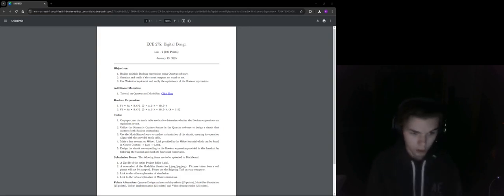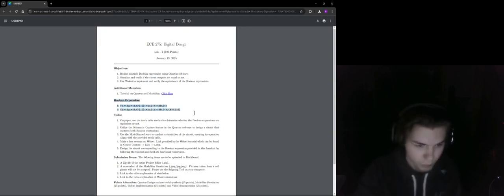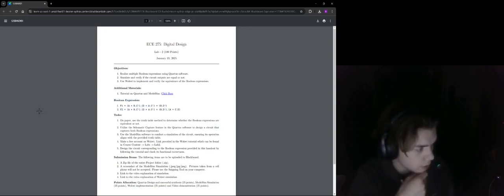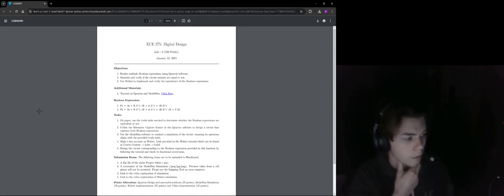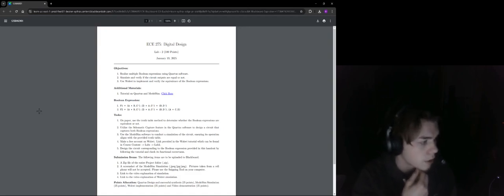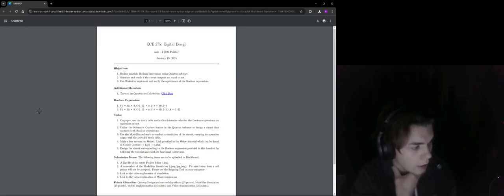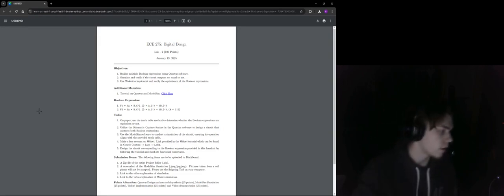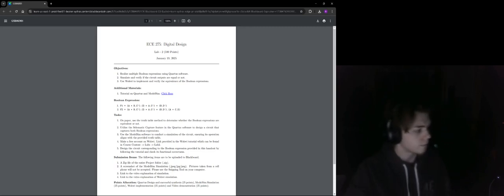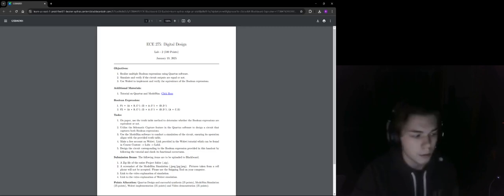So firstly, I was given these two Boolean expressions here. F1 equals (A or B) and C prime, and (D or A) and C prime, or B and D prime, and F2 is basically the same thing. F2 equals (A or B) and C prime, and (D or A) and C prime, or B and D prime, and (A or C) and D. Both expressions take four inputs A, B, C, and D and produce a single output. Our goal is to determine whether F1 and F2 are equal.